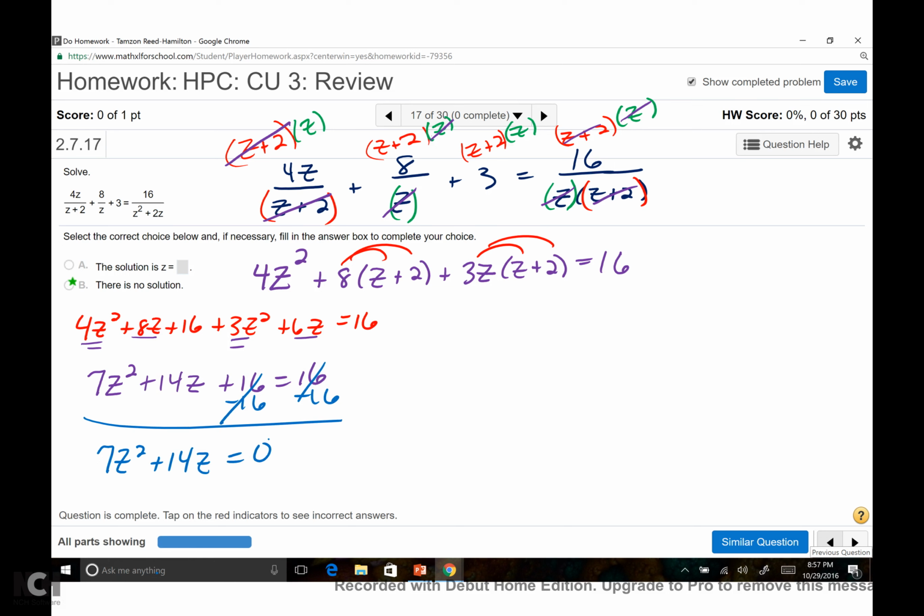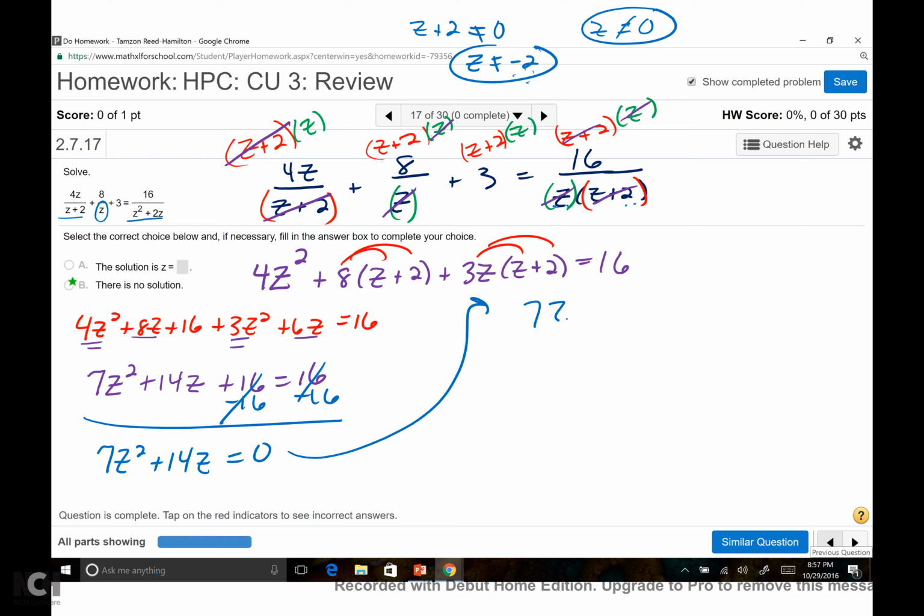Two terms are easy to factor, and I apologize, I should go back and do my restrictions. Z plus 2 can never equal 0, so z can never equal -2. And this one says that z can never equal 0. And this one says, in factored form, that z can't be -2 or 0, which I already have. So if I get either of these for answers, I have to throw them out.